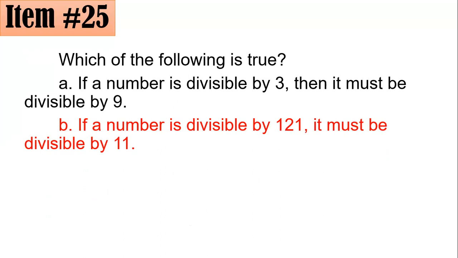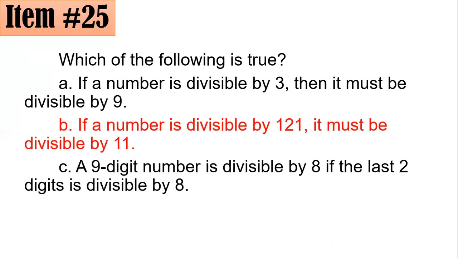How come? Because 11 is a factor of your divisor. And if it's divisible by your divisor, then it must also be divisible by the factor of your divisor. That's a concept in number theory. A 9-digit number is divisible by 8 if the last 2 digits is divisible by 8, it's wrong. A number is divisible by 8 if the last 3 digits is divisible by 8.